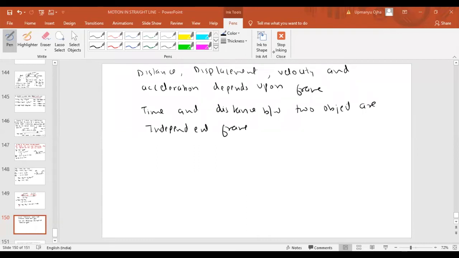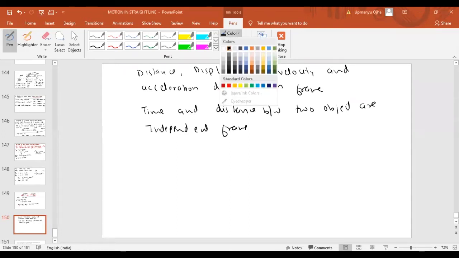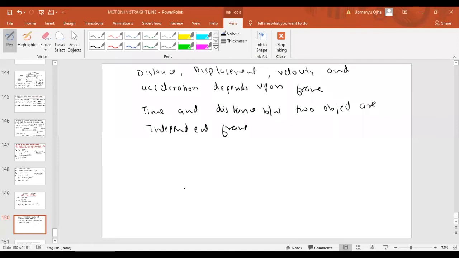But time does not depend upon the frame. Yes. See, a very good example I'm giving you. Just think. A truck is there. A truck is there that is moving on a road. Okay. A truck is moving on the road.